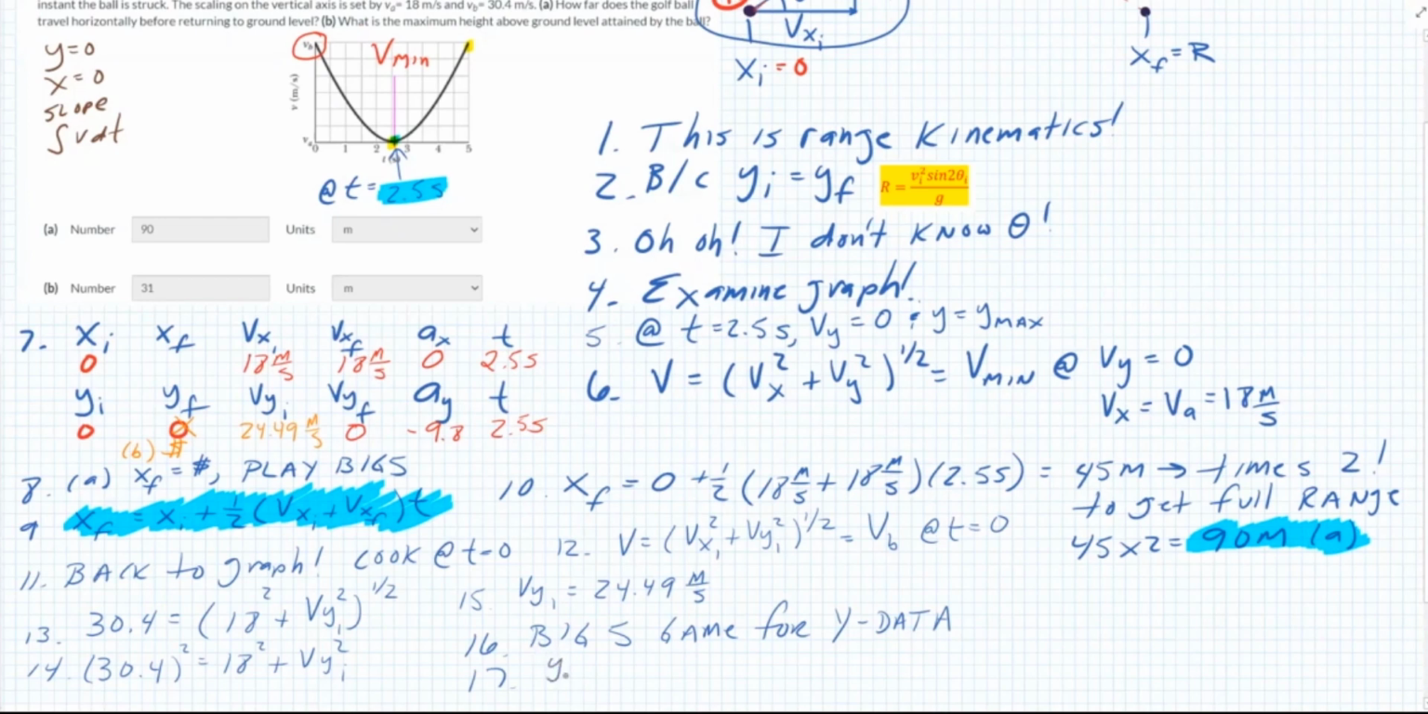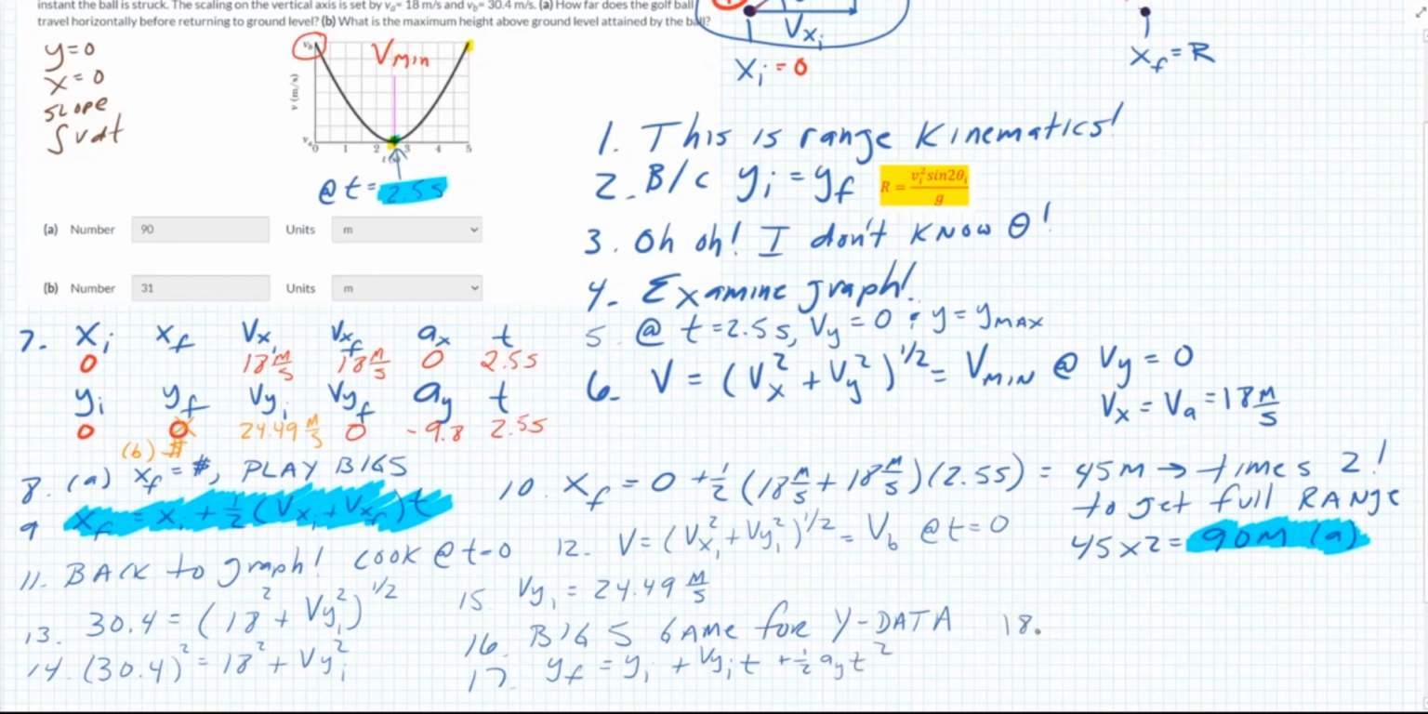Y final equals Y initial plus Vy initial times time. I know all of this, I think. Yes, I do. Good. Plus 1/2 times negative 9.8. Let me stay in equation mode. Plus 1/2 a subscript y t squared.